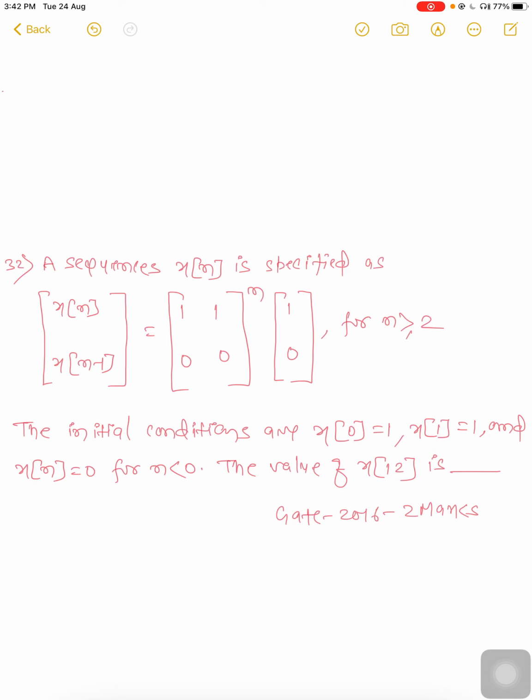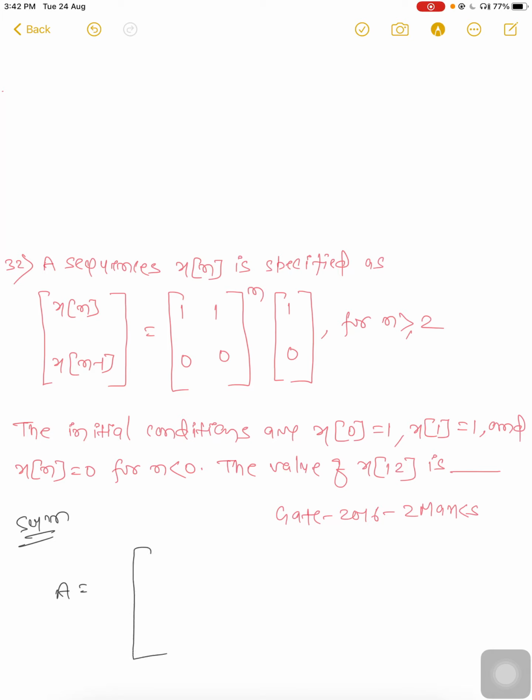Now comes the next question. The sequence x_n is specified as [x_n; x_n minus 1] equal to the matrix [1 1; 1 0] to the power n. The initial conditions are x0 equal to 1 and x1 equal to 1. The value of x12, we have to find out.